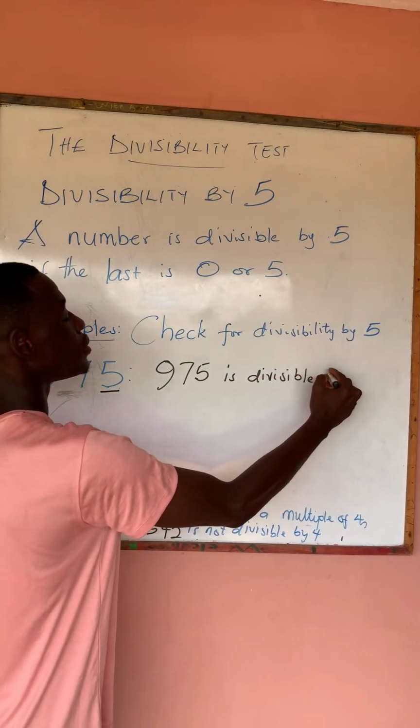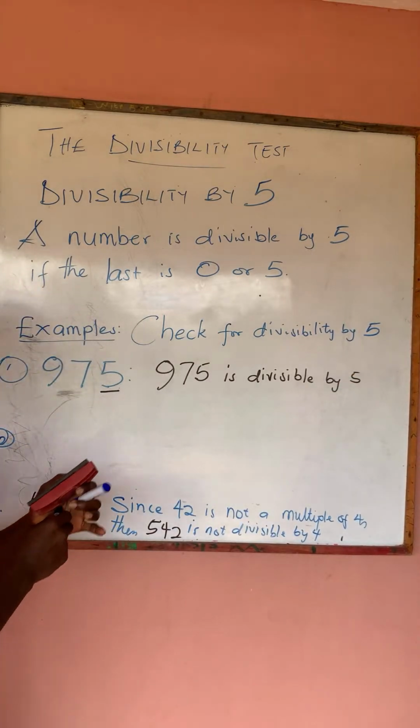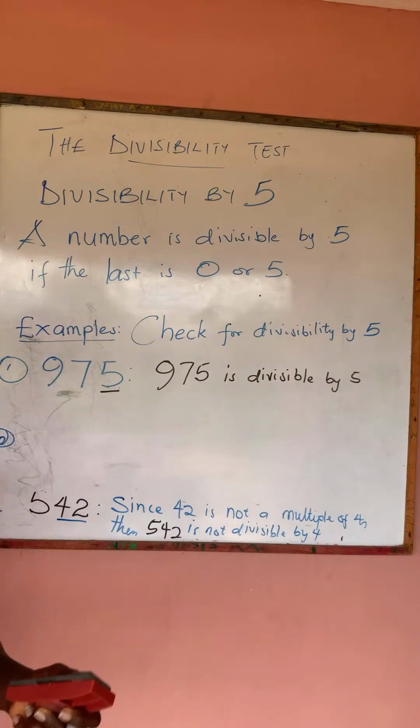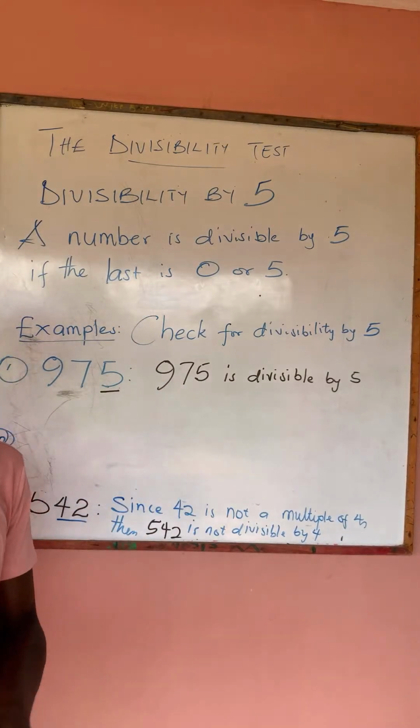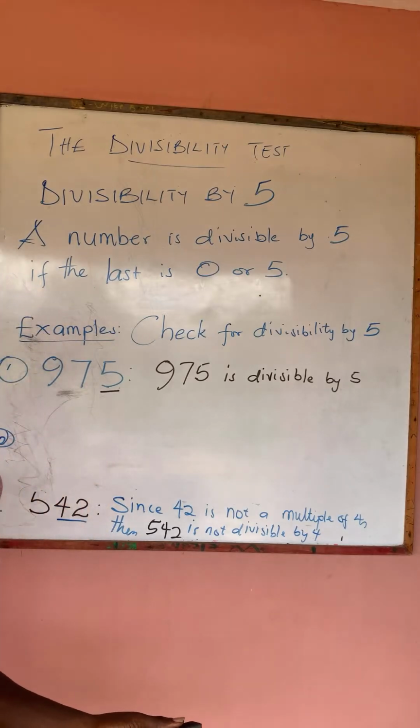divisible by 5. Okay? The last digit is 5. So you just conclude that the number 975 is divisible by 5. Simple. No need to show any workings or do any additions for divisibility by 5. Alright? Let's look at a second example.